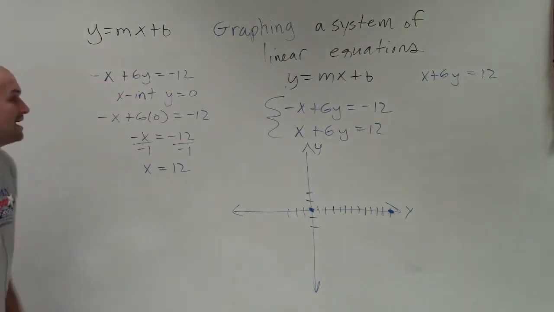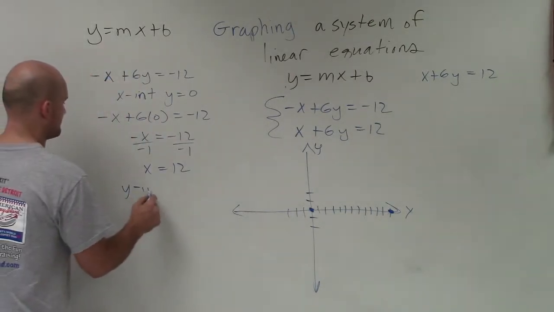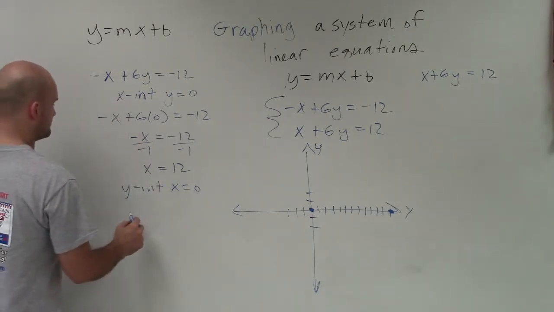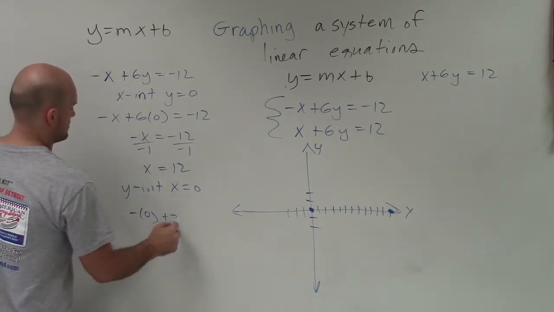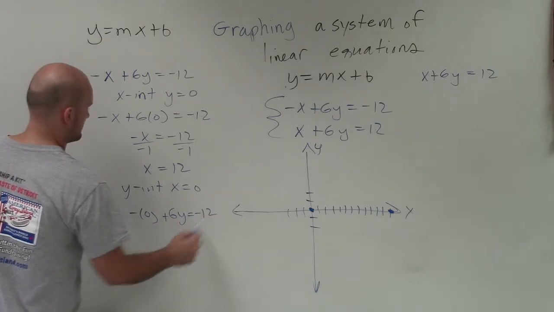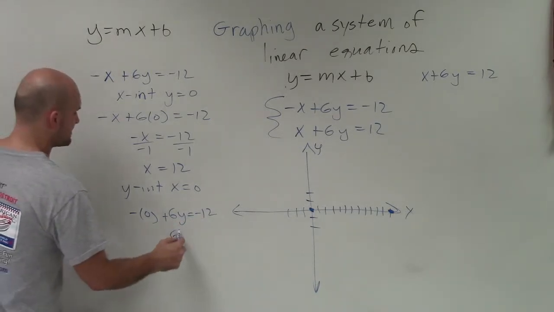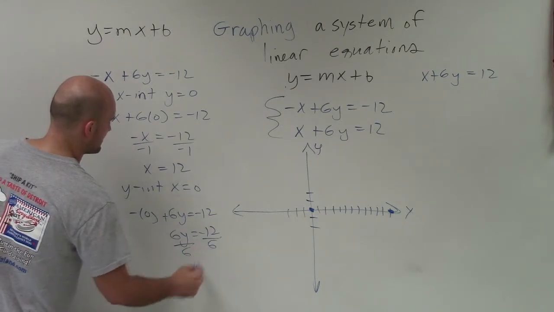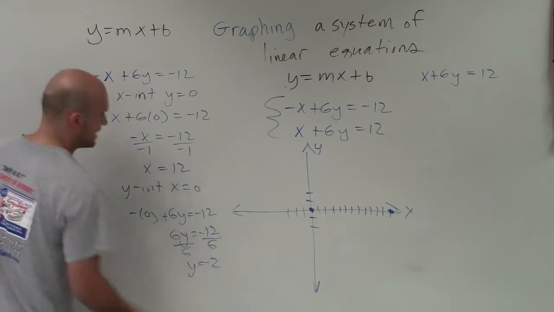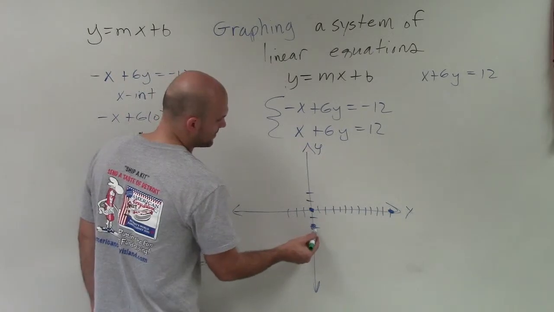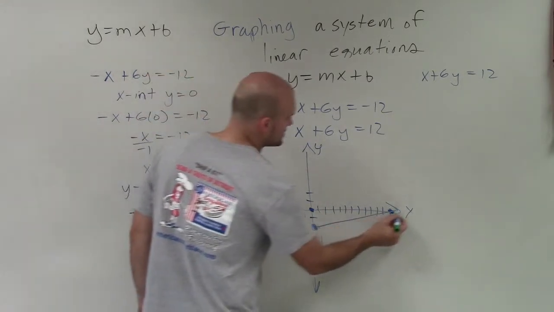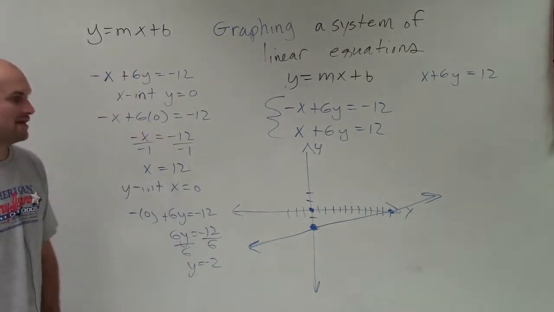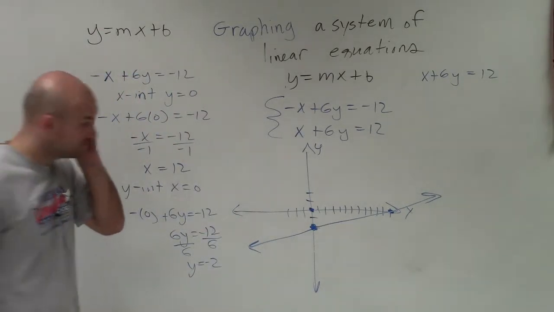Then we need to determine the y-intercept. The y-intercept is when x equals 0. So I put a 0 in for x, and that goes to 0. So I have 6y equals negative 12. Divide by 6, divide by 6. y equals negative 2. So I go down to negative 2. For my first equation, that's what my graph looks like.